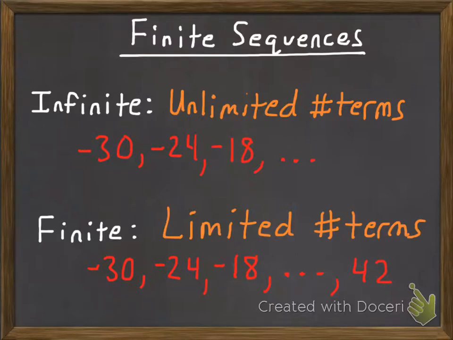But we're stopping this sequence when it gets to 42, is what this says. This ellipsis just means we're not writing all the numbers between here and here. But we are stopping right there because you don't see more ellipses at the end. All right, hopefully that concept of infinite versus finite makes sense.